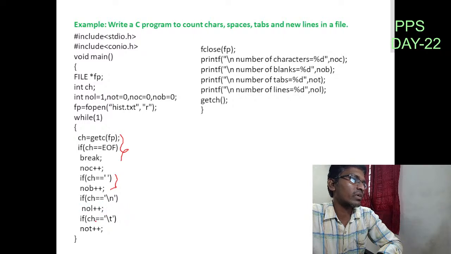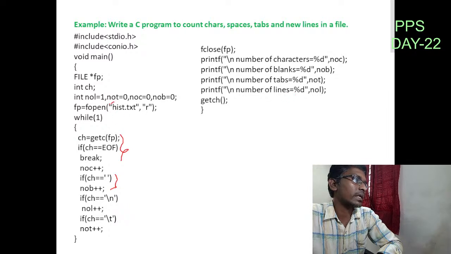Next, if you want to calculate the number of tab spaces in a text file, you have to use ch is equal to \t. t is for tab spaces. After that you can close the file pointer, and now we have to display the number of characters, number of blanks, number of tabs, and number of lines in the file.